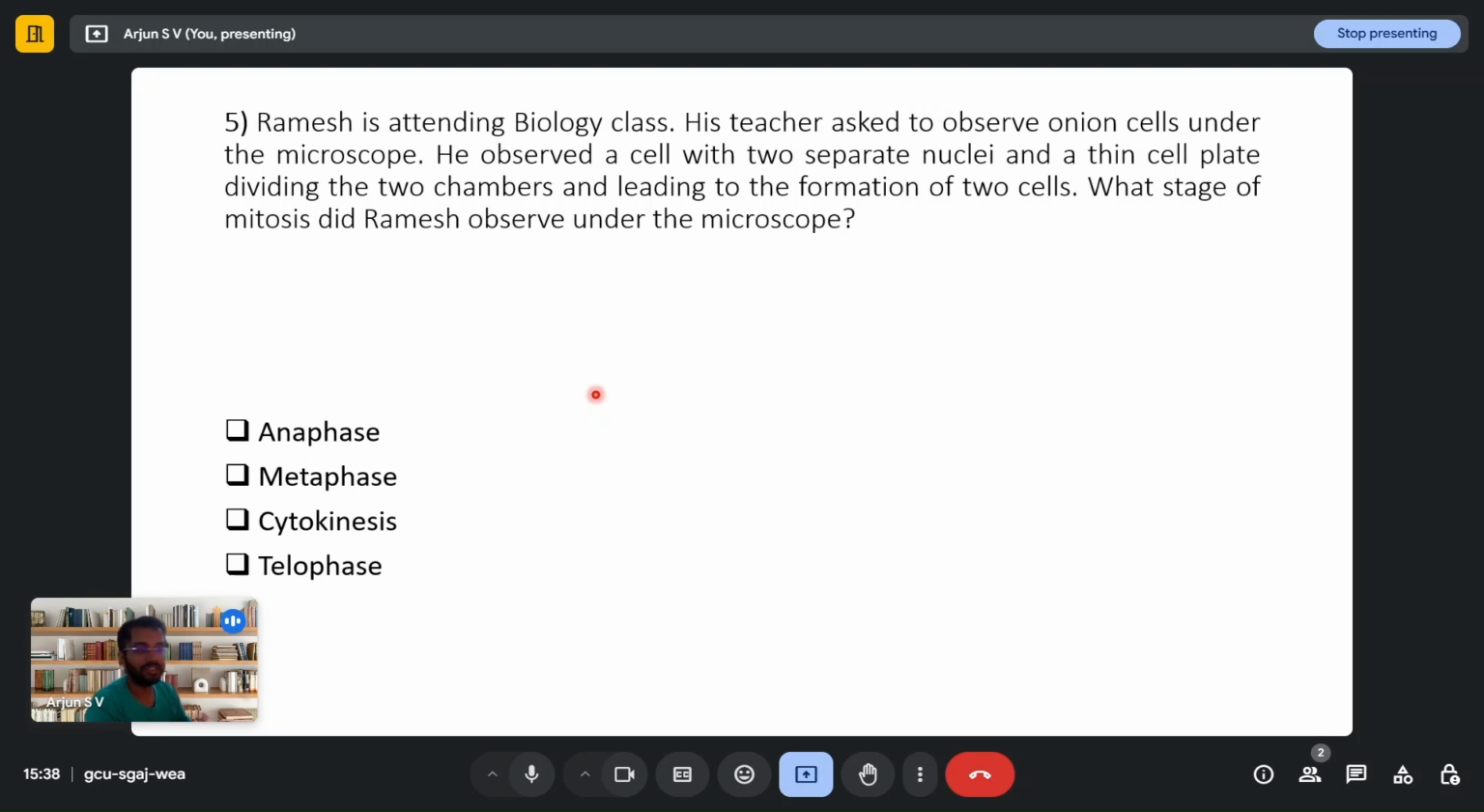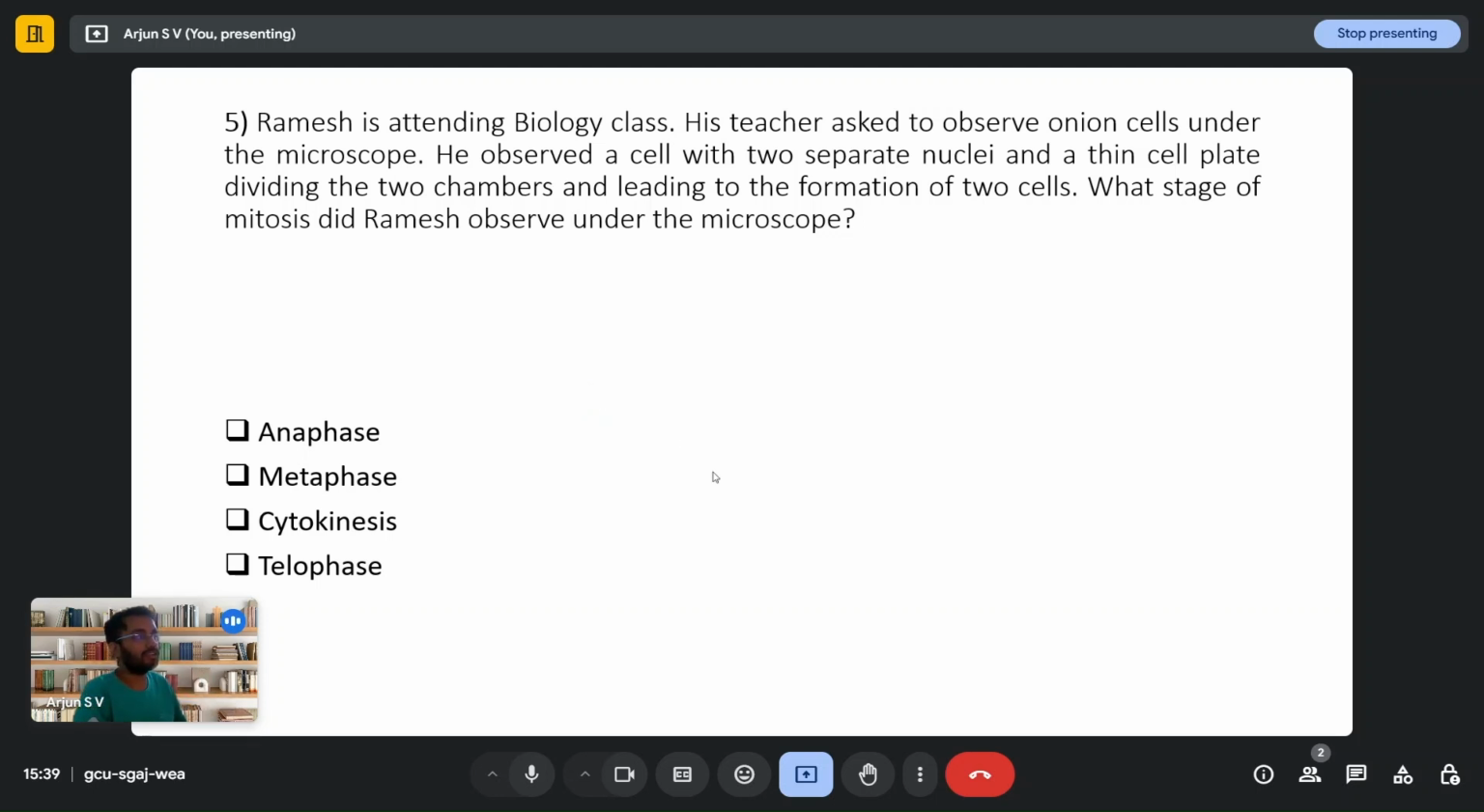So I'll repeat the question once again. We already went through the cell cycle and development part. In that, Ramesh is attending the biology class. His teacher asked to observe onion cells under the microscope. He observed a cell with two separate nuclei and a thin cell plate dividing the two chambers and leading to the formation of two cells. So the cells are almost like this.